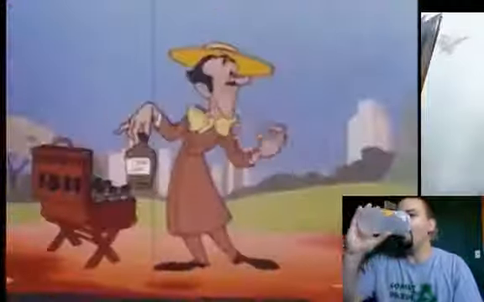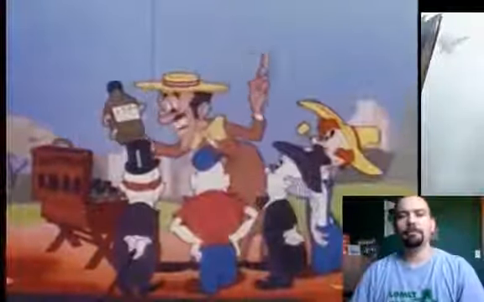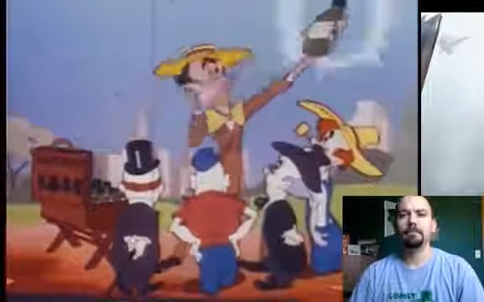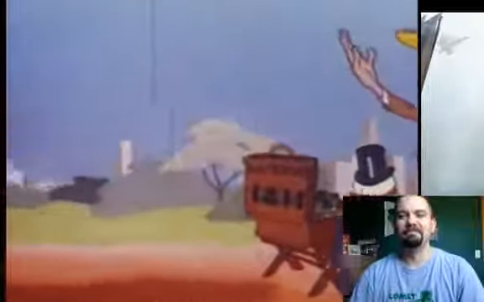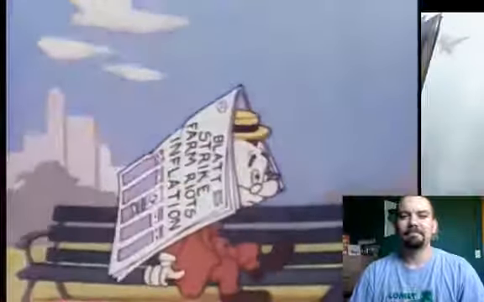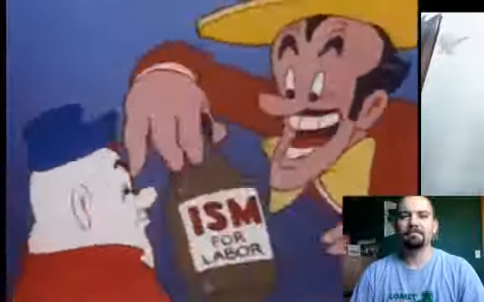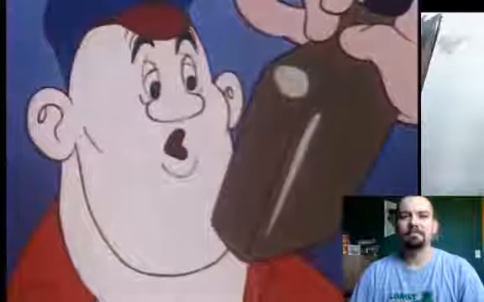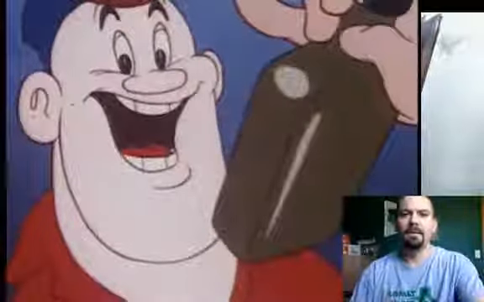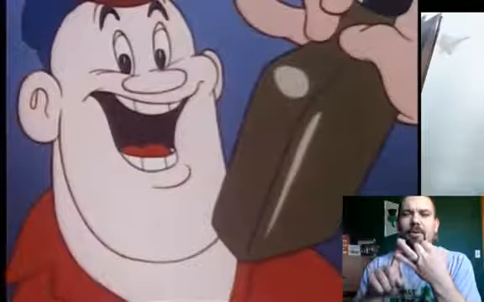Hurry, step right up, folks. Here's the answer to your problems. Dr. Utopia's sensational new discovery, ism. Ism will cure any ailment of the body politic. It's terrific. It's tremendous. Once you swallow the contents of this bottle, you'll have the bountiful benefit of higher wages, shorter hours, and security.